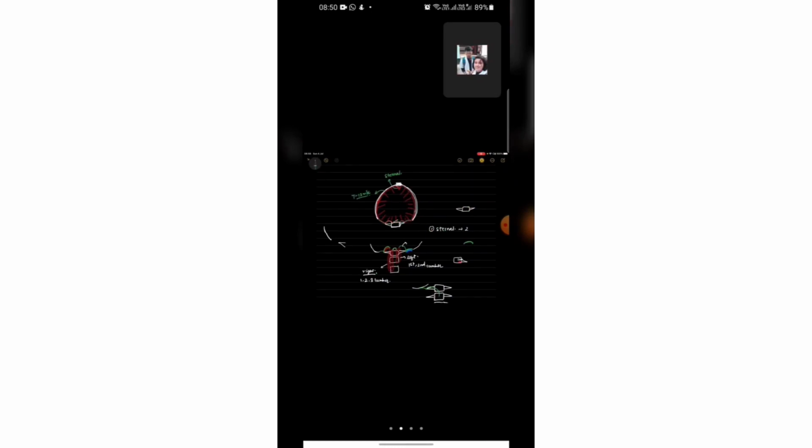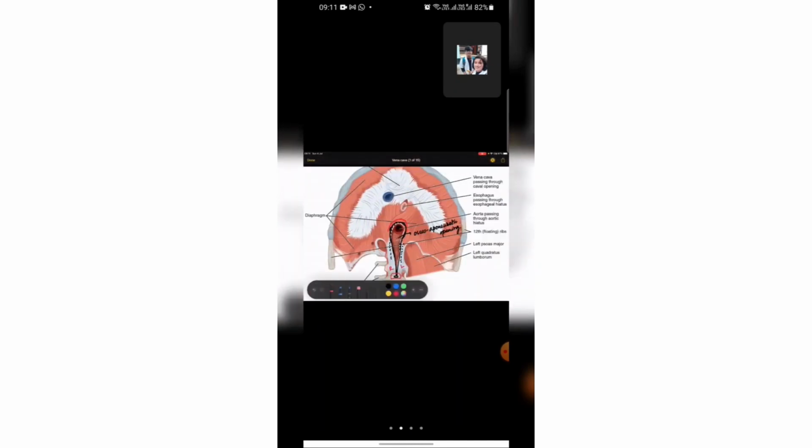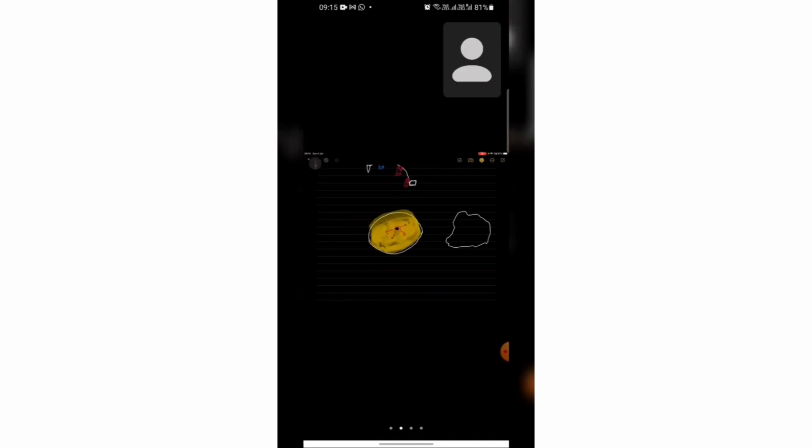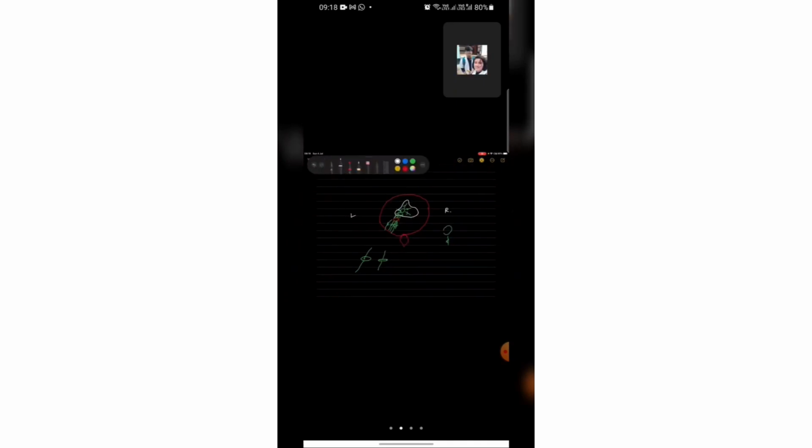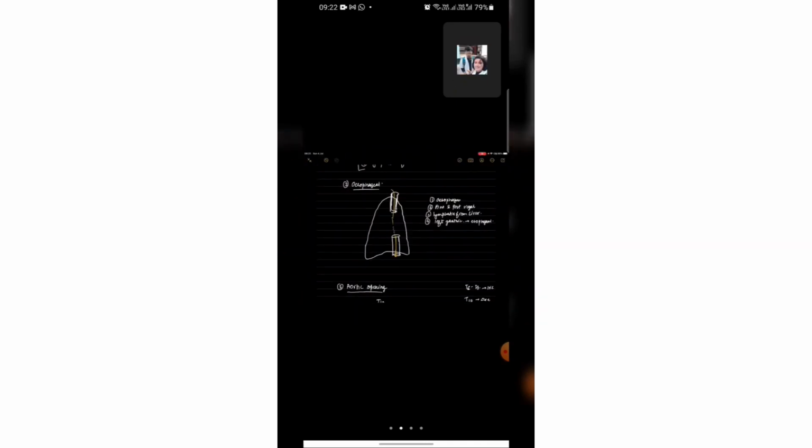We started our discussion with the diaphragm. I drew so many diagrams to get them acquainted with the actual location of the diaphragm in our body. Diagrams are extremely necessary to visualize anatomy. I also browsed for a lot of diagrams to make them even more comfortable.